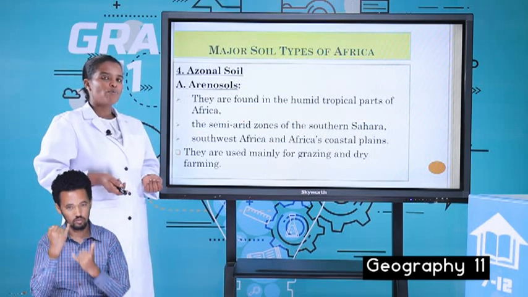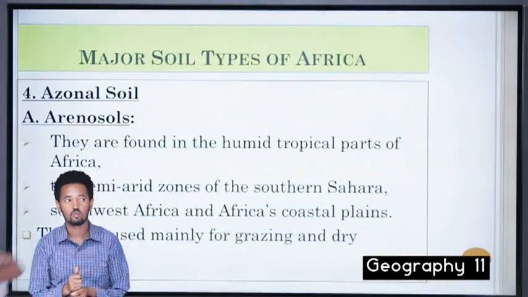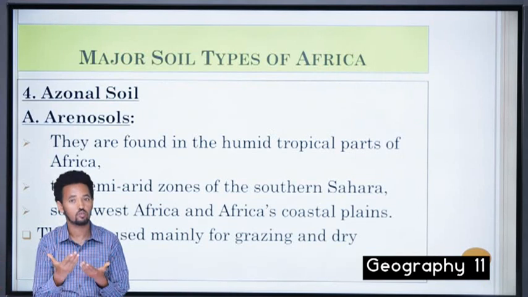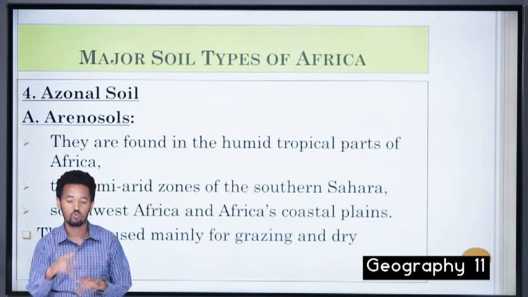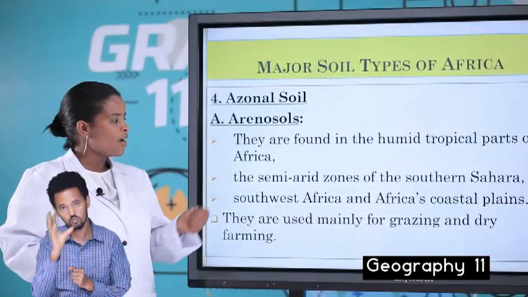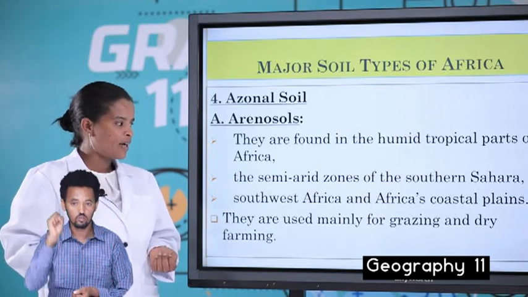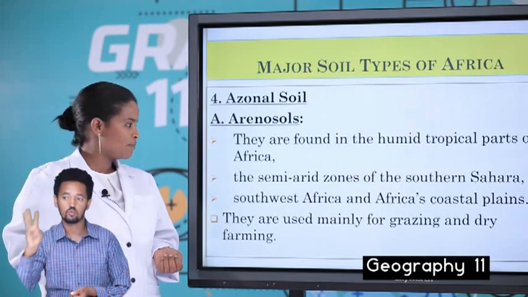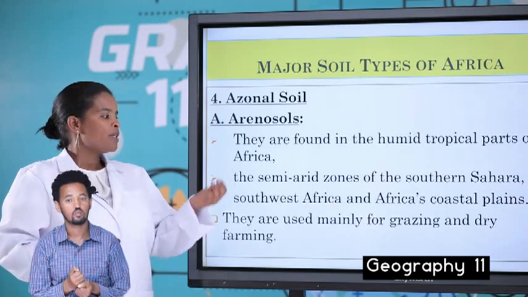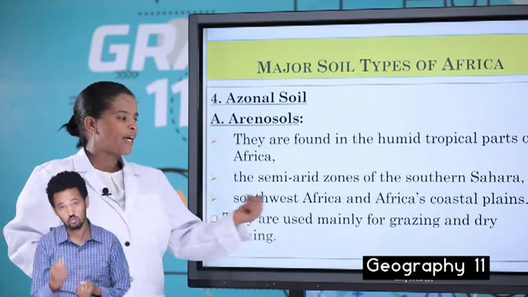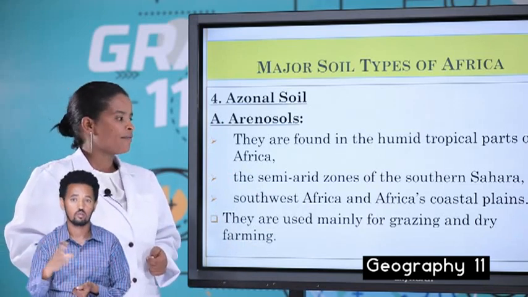The last type of African soil is zonal soils. An example of a zonal soil is Aridisols. They are found in the humid tropics of Africa. The semi-arid zone of South Sahara, Southwest Africa, and Africa's coastal plains have this type of soil. They are used mainly for grazing and dry farming.